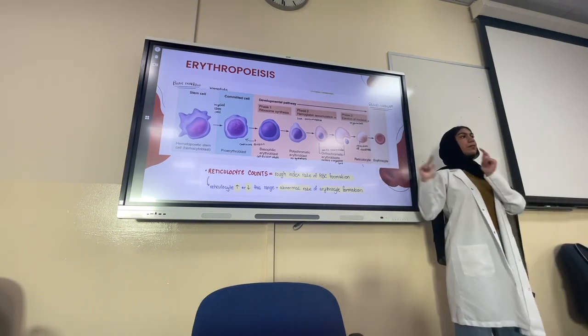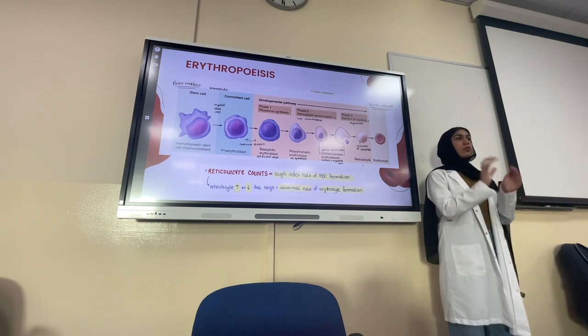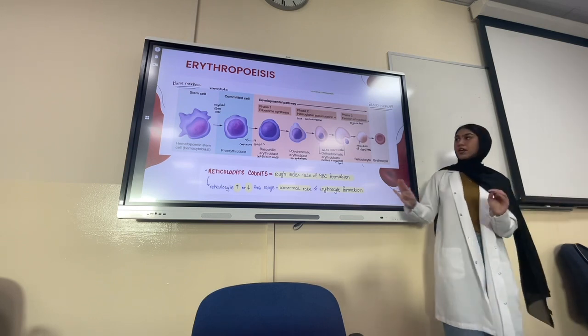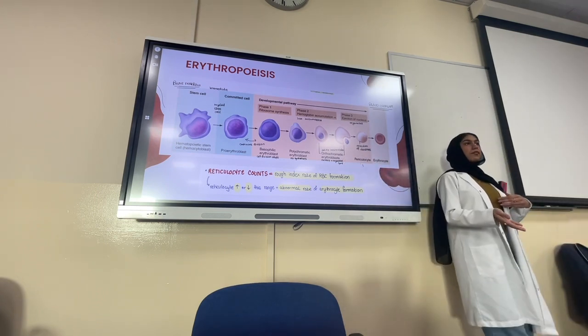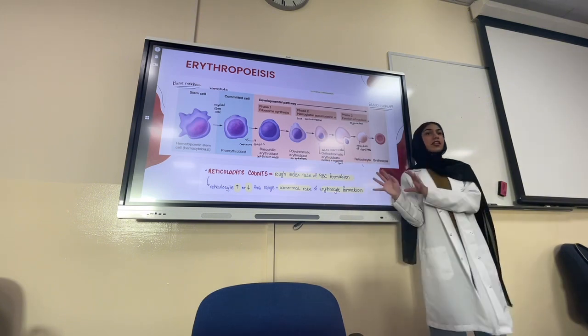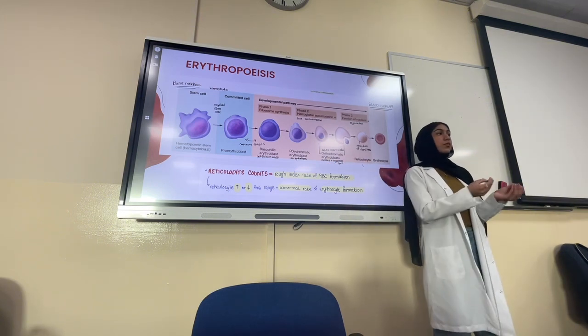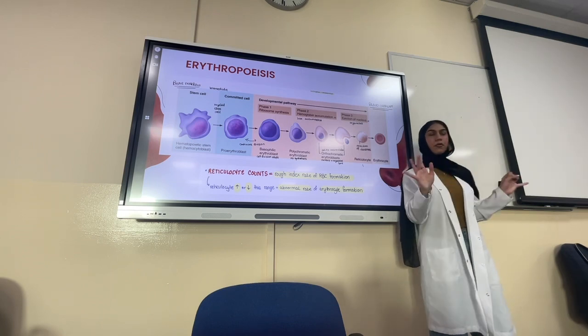Read over what the book says. Again, just keep it as a basic concept. Do not focus on details, but read over it. Do not skip anything, ever. Okay, all of the HB has accumulated. What's the next step? We said that the nucleus and organelles are leaving. Why are they leaving? Because we said erythrocytes are? Anucleate, and they don't have organelles.